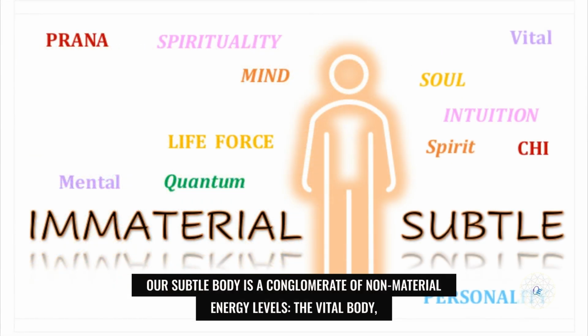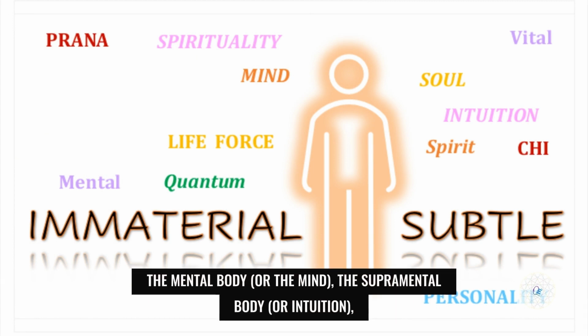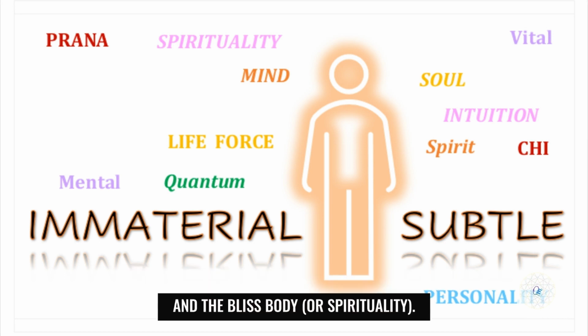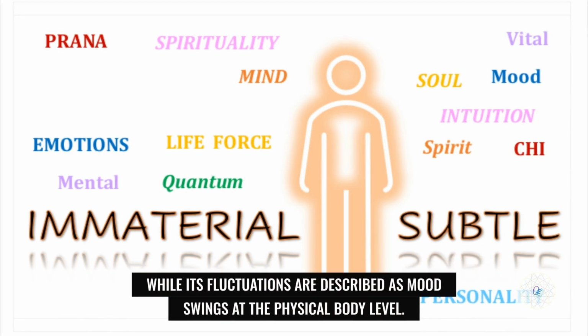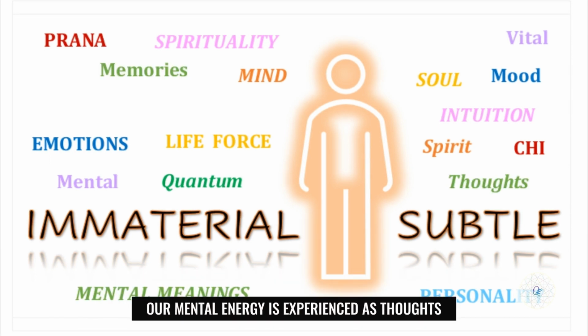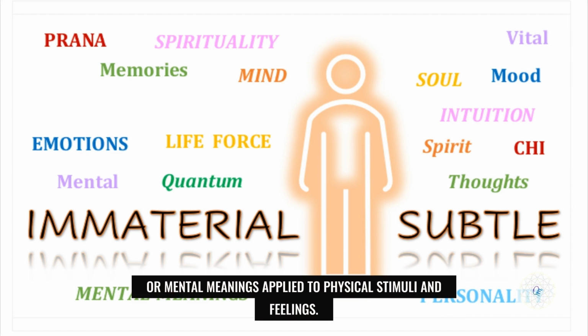Our subtle body is a conglomerate of non-material energy levels: the vital body, the mental body, or the mind, the supramental body, or intuition, and the bliss body, or spirituality. Our vital energy is experienced as emotions, while its fluctuations are described as mood swings at the physical body level. Our mental energy is experienced as thoughts or mental meanings applied to physical stimuli and feelings.